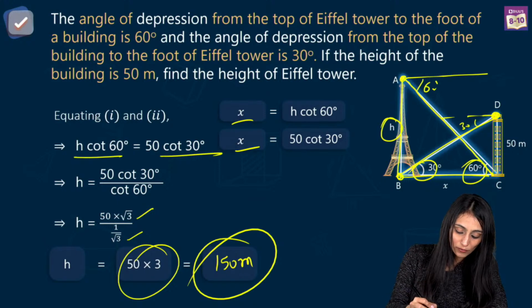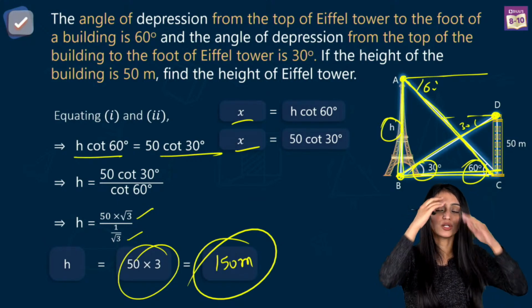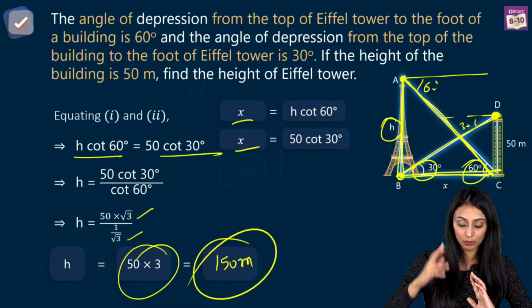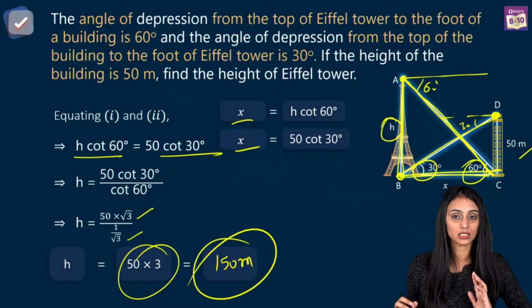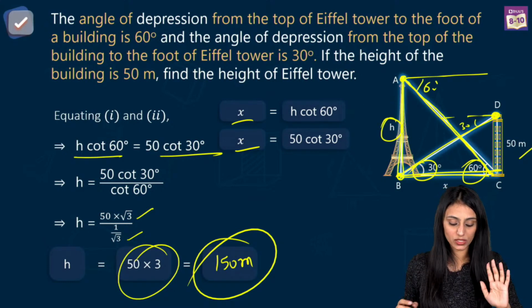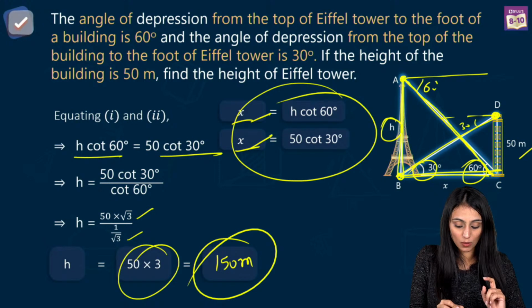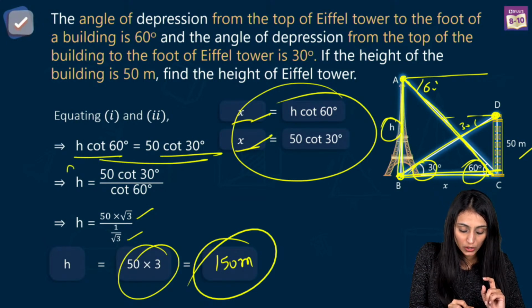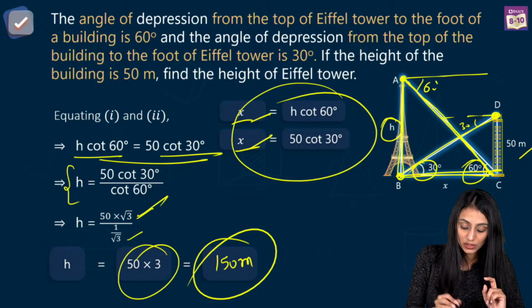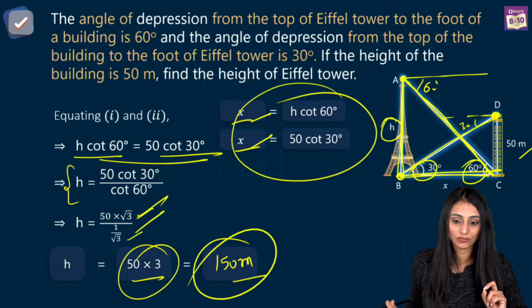One time you have to apply the trigonometric ratio on triangle ABC. One time you have to apply it on DBC. Tan or cot, whatever you can use. So you will get these values. You can equate them because both of them are equal to x. On equating them, you get the value of h. Substitute the values. You get 50 into 3. That's 150 meters.